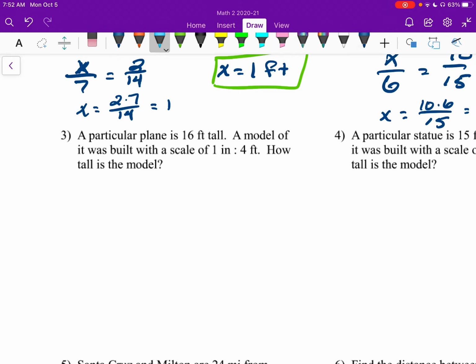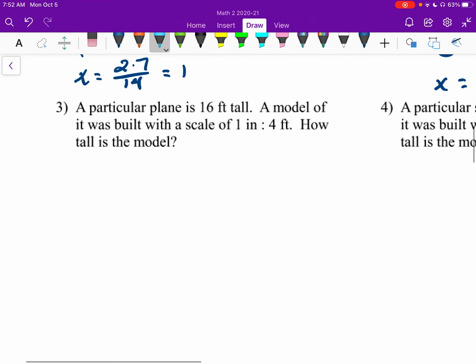Now, there's a few different ways to do this. I like to draw a little bit of a picture for me to see. I don't know, that helps me. So a plane is 16 feet tall. We'll put our 16 here just to show how tall they are. A model was built at a scale of 1 inch to 4 feet.